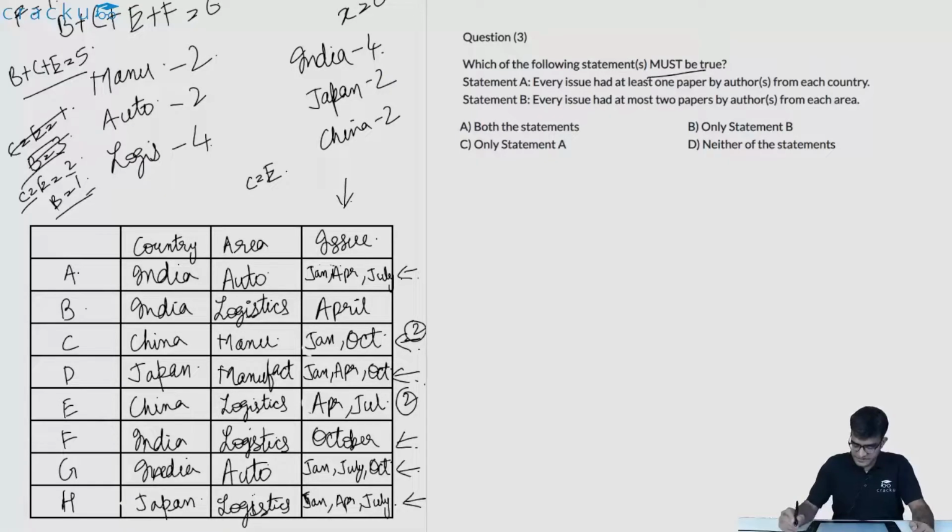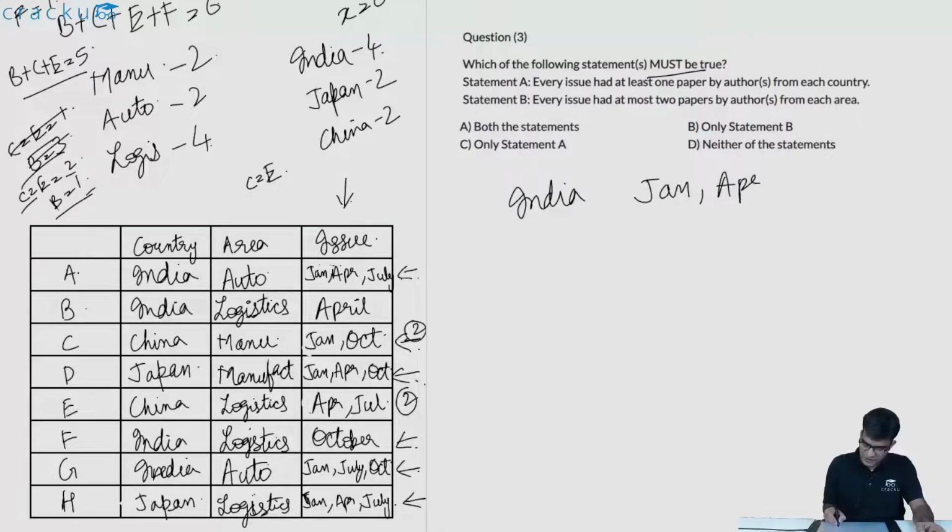Which of the following statements must be true? Every issue had at least 1 paper authored by each country. Let us try to find out if any author from India was present in at least one of the 4 issues each. If you are looking at A, we can already account for January, April and July. We have to just check if there is any Indian author who got his publication in October. That you can identify F. So the first statement is true for India.